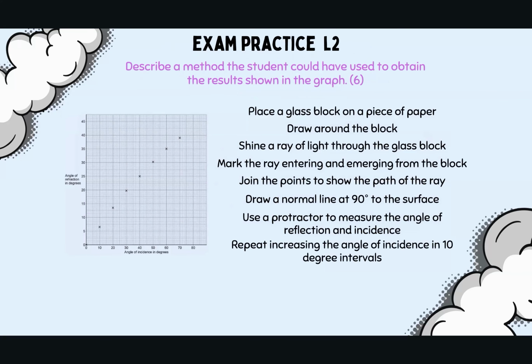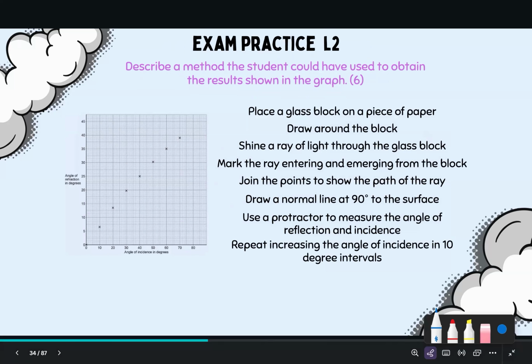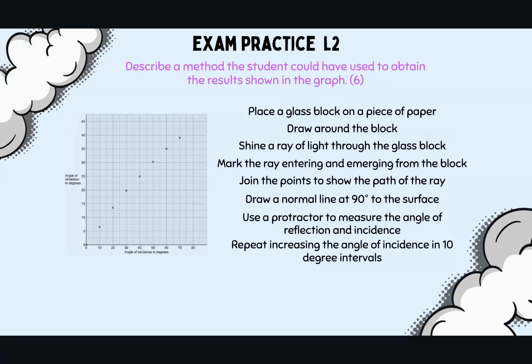Okay, so here's an exam practice question. Describe a method the student could have used to obtain the results shown in the graph. So number one, place a glass block on a piece of paper. So exactly what we went through before. Draw around the block, shine a ray of light through the glass block, mark the ray entering and emerging from the block.